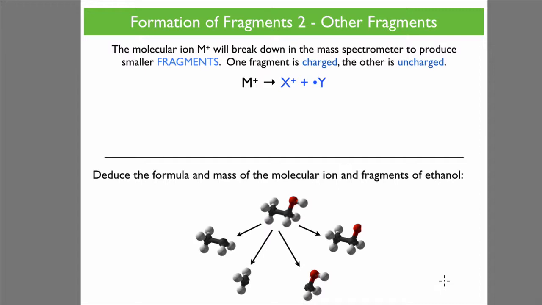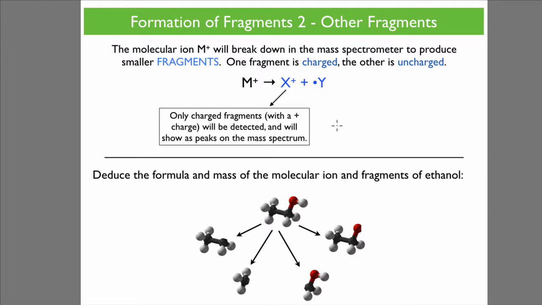Then other fragments are formed. The molecular ion M+ will break down in the mass spectrometer to produce smaller fragments. One fragment is charged and the other is uncharged. So imagine M+ was the ethanol from the previous slide. It gets broken into two smaller fragments. One has a positive charge, one doesn't have a charge. Only charged fragments with a positive charge, only cations, will be detected and will show as peaks on the mass spectrum. The uncharged fragments will not be detected.